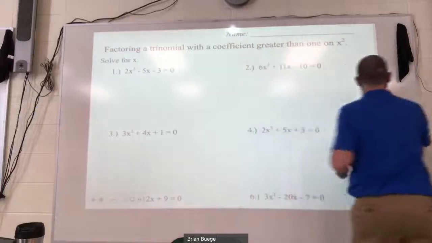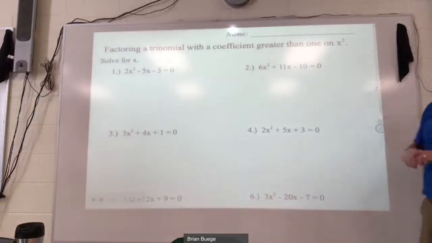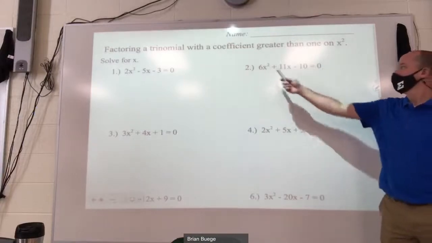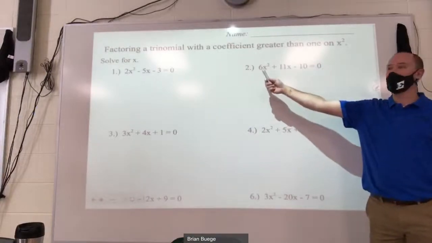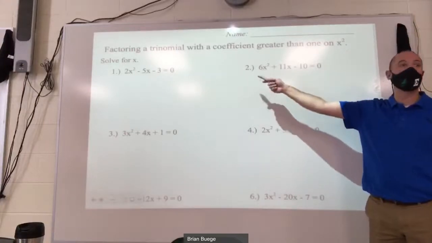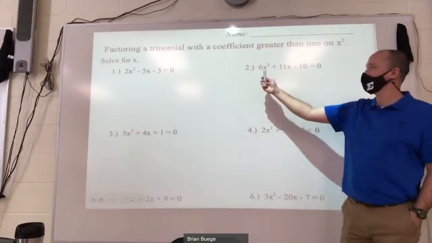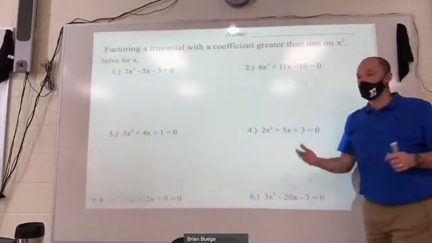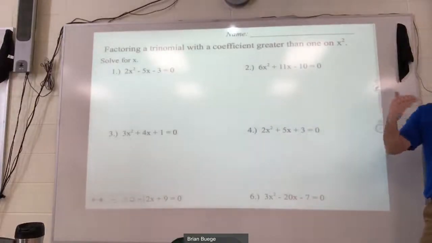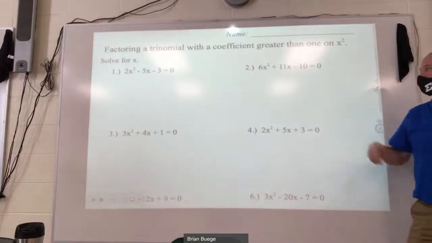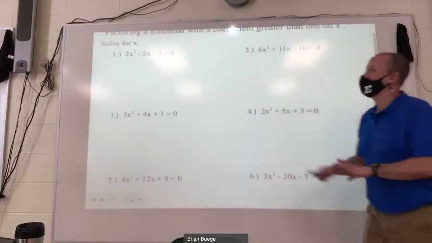All right, so if we take a look at this one, we're still factoring, but now here's the difference. The value in front of the x squared, the a value, is no longer 1. It's not just a 1x squared, like you did on the front side of the warm-up. Now we've got a 6x squared, or a 2x squared, or a 3x squared. And so we want to take a look at it. Makes the factoring a little bit more difficult, but the process is still pretty much the same. Okay? So we're going to take a look at that.